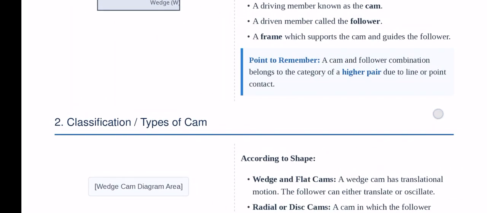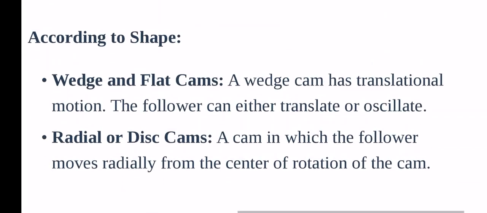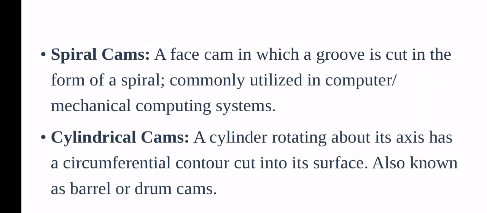Classification: types of cam according to the shape. Wedge and flat cam: a wedge cam has translational motion. The follower can either translate or oscillate. Radial or disc cam: a cam in which the follower moves radially from the center of rotation of the cam. Spiral cam: a face cam in which a groove is cut in the form of a spiral, commonly utilized in computing or mechanical computing systems. Cylindrical cam: a cylinder rotating about its axis has a circumferential contour cut into its surface, also known as a barrel or drum cam.